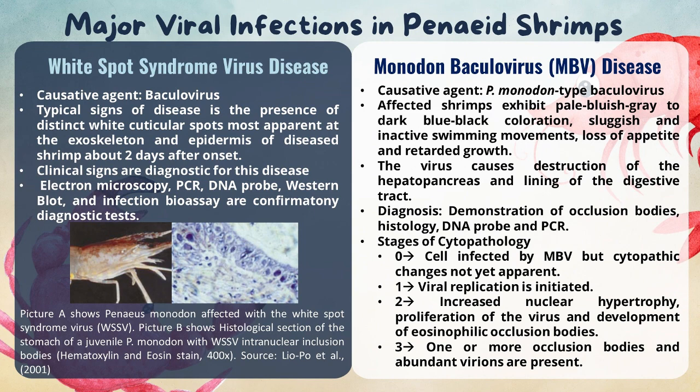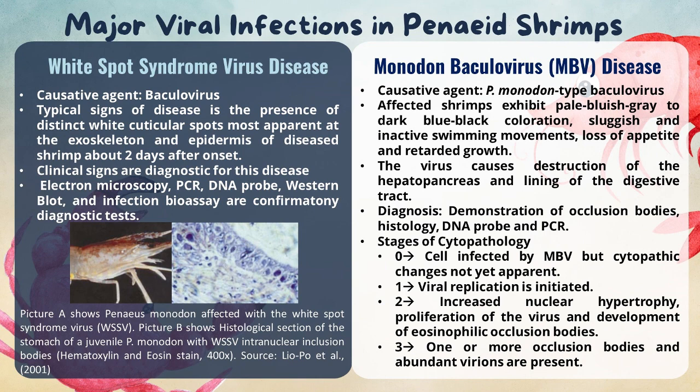Next is the monodon baculovirus disease, or MBV. The viral infection is caused by P. monodon-type baculovirus. It affects the giant tiger prawn, Penaeus monodon, and other penaeid shrimps like Penaeus merguiensis, Penaeus vannamei, Penaeus esculentus, Penaeus semisulcatus, Penaeus penicillatus, Penaeus plebejus, and Penaeus kerathurus.